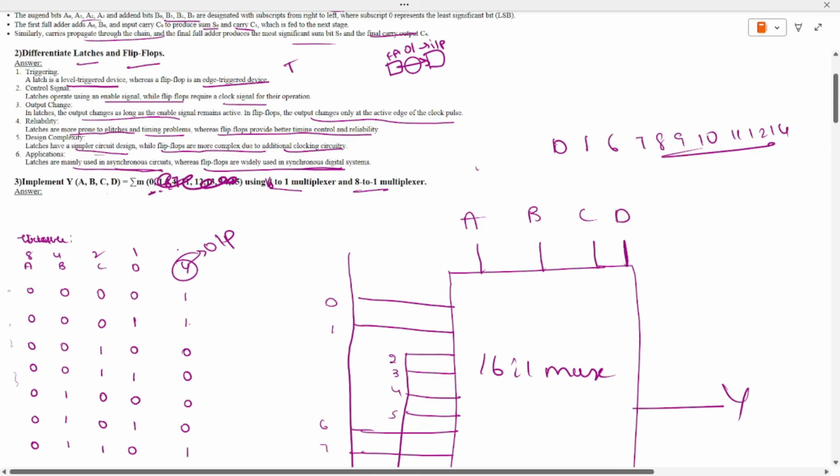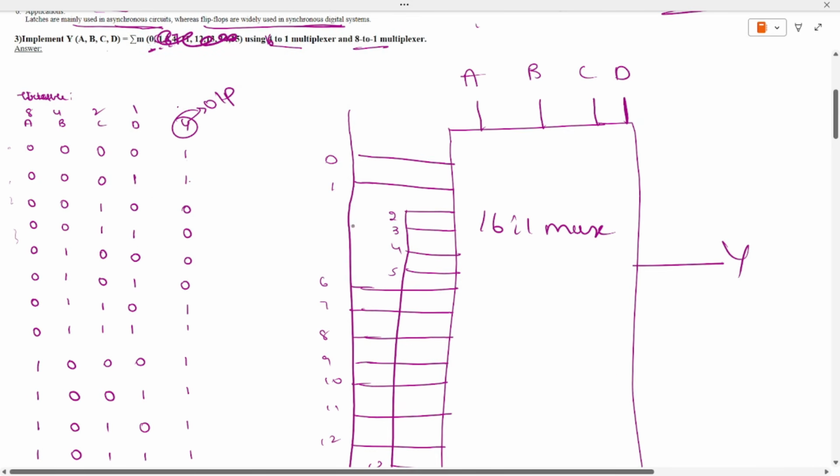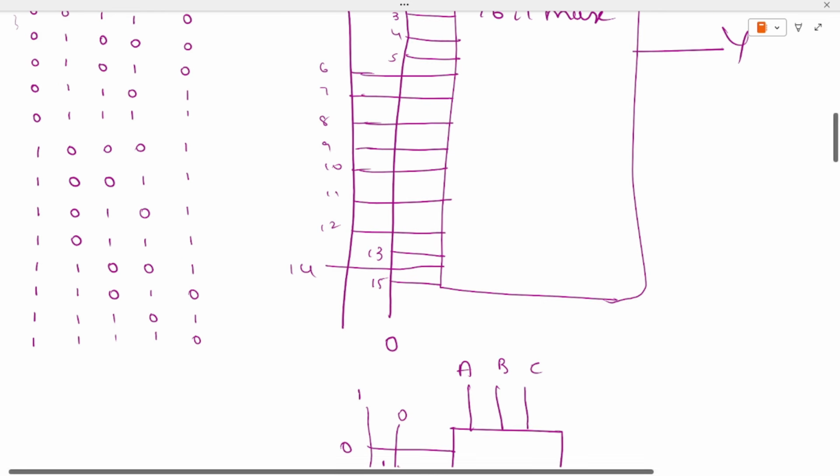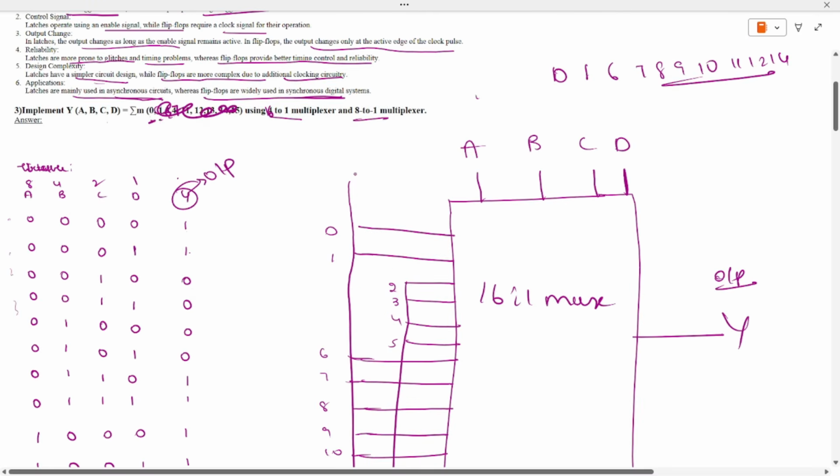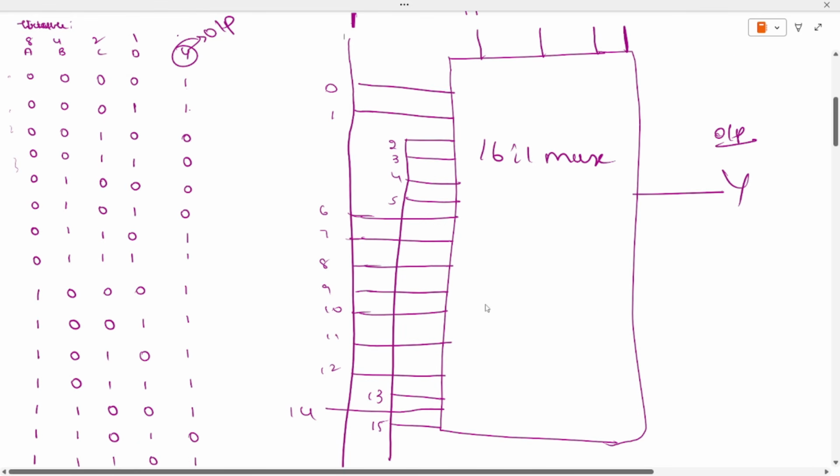Where the number is given, you will have one line, that is, the inputs will be a, b, c, d, and this will be the output, that is Y, and you will carry the input from where it is 1; the input will be 0 here, as you can see, and the input will be 1 here. Okay, the same way you will draw this mux.